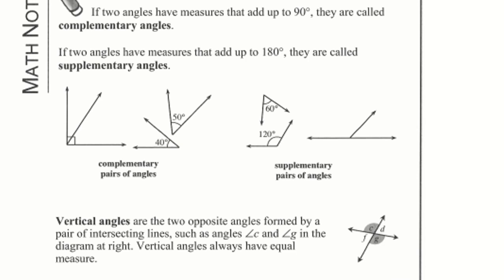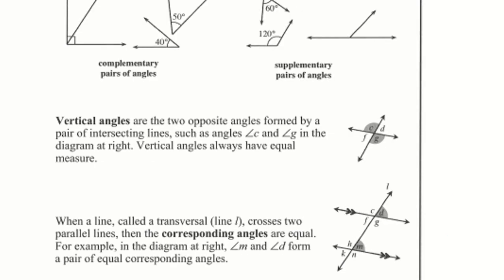The other vocabulary word there is vertical angles. Whenever we have two lines that intersect with each other, like the lines that they give us, the angles that are across from each other are called vertical angles. So C and G in that diagram are vertical angles, but also angle F and angle D are vertical angles, right? The ones that are right across from each other are vertical angles.